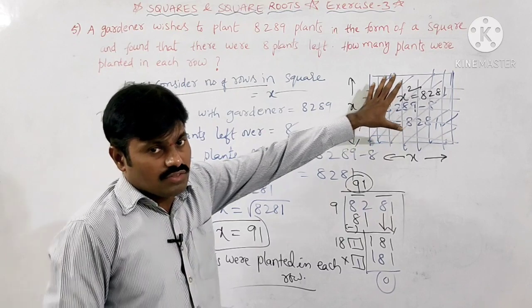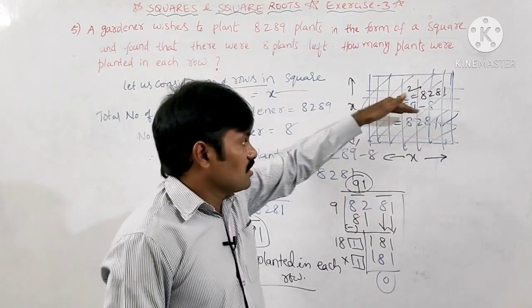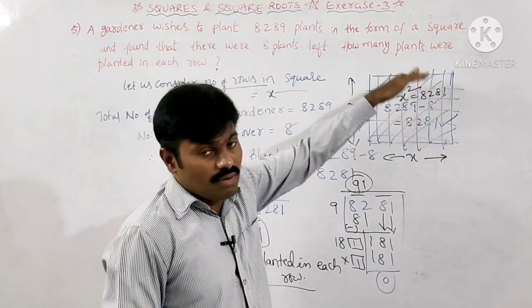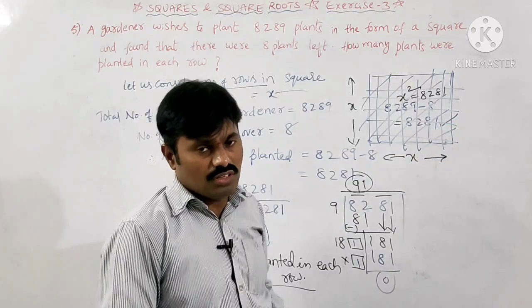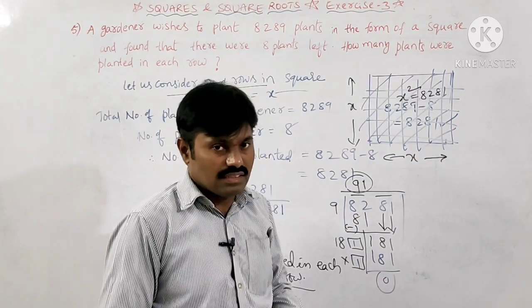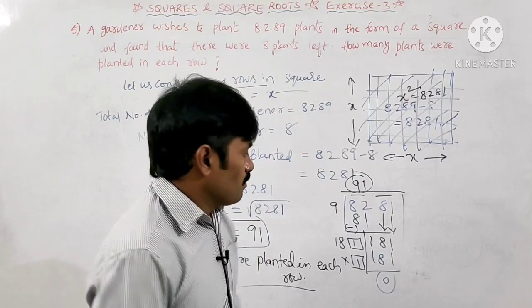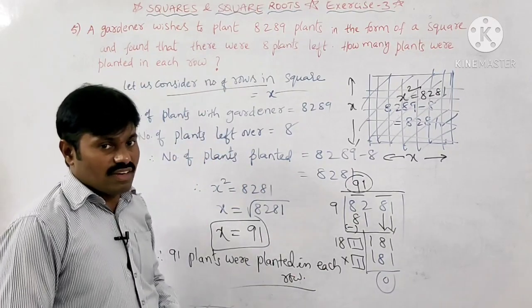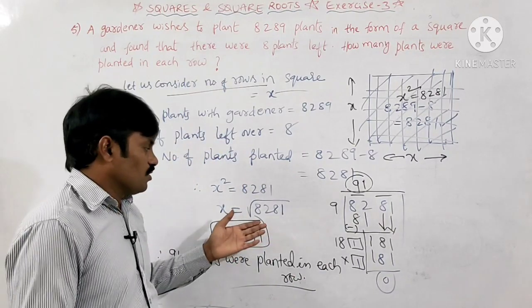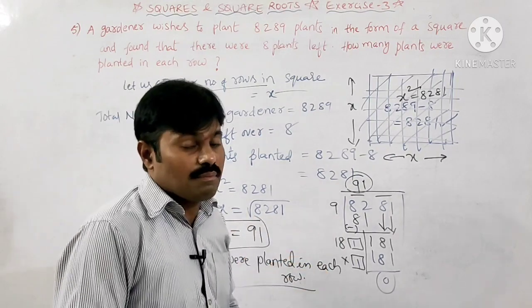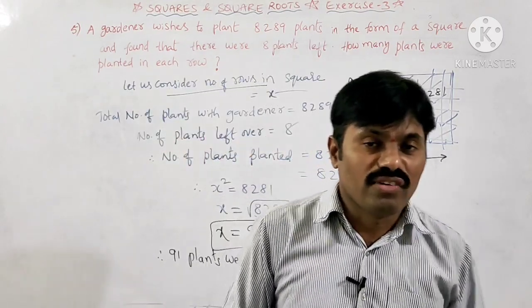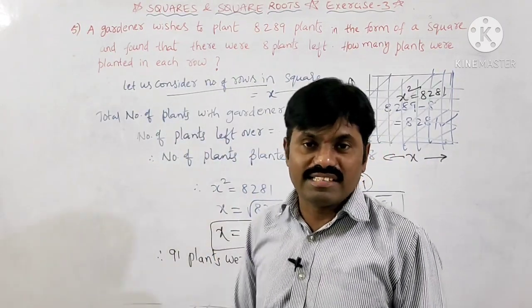So we have planted in the form of a square. It is easy to find because they have given that it is a square shape. So if you want to find the number of plants in each row, we have to find the square root of 8281.